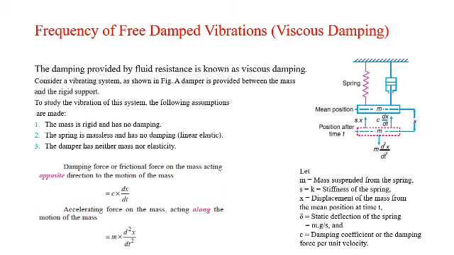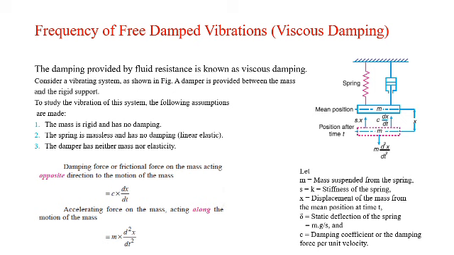Now let us consider that m is the mass suspended from the spring. Spring stiffness is also called k in some cases. x is the displacement of the mass from the mean position at time t. Delta is the static deflection of the spring. C is the damping coefficient, the damping force per unit velocity.